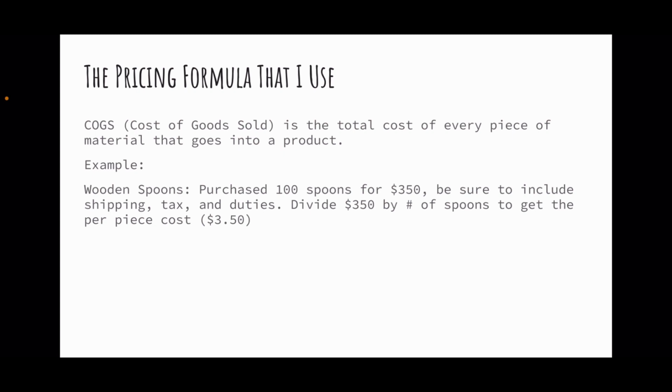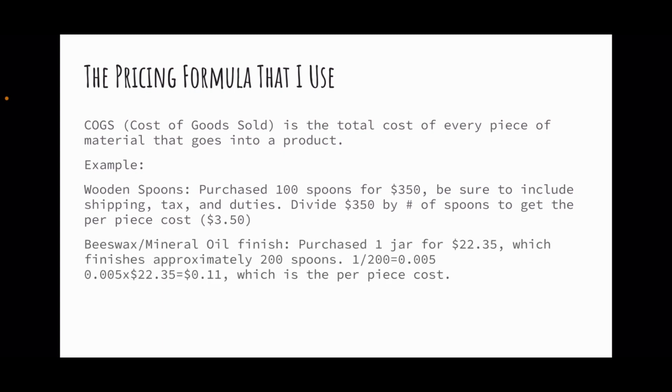So wooden spoons. I purchased 100 spoons for $350. Make sure to include shipping, tax, any duties you may have put in here. Divide the $350 by the number of spoons to get the per piece cost. That's what we want, is per piece, in order to get the proper calculations for each product item that you're going to sell, okay? So dividing 350 by 100 is going to get you $3.50.